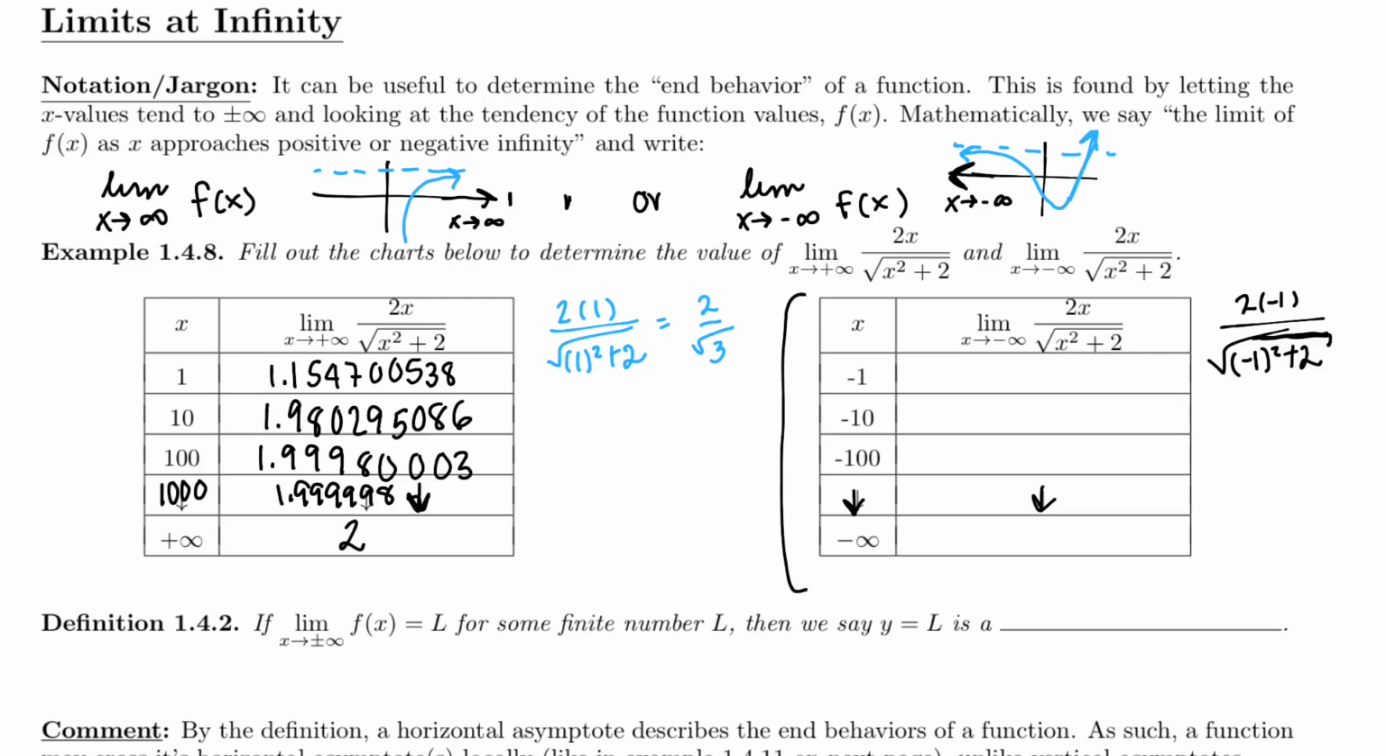I'm hearing some answers about approaching -2. So you should be getting, it really should be mirroring itself. -1.154700538. This one should be -1.980295086. This one would be -1.999800003. So this one approaches -2.